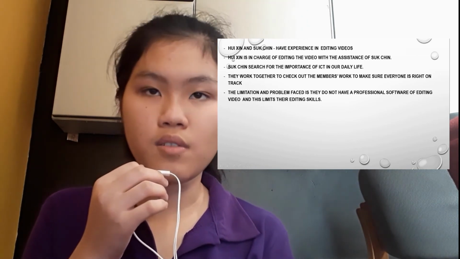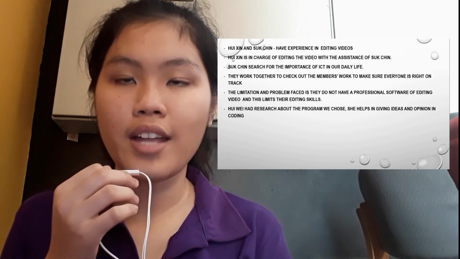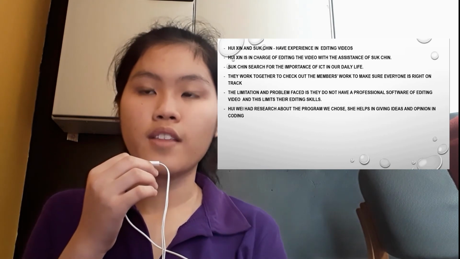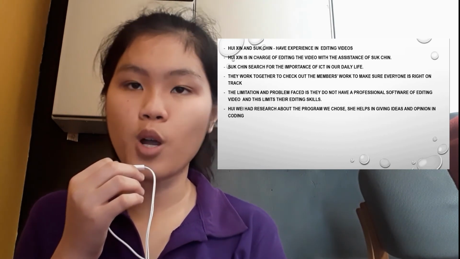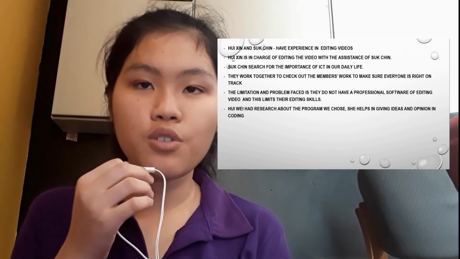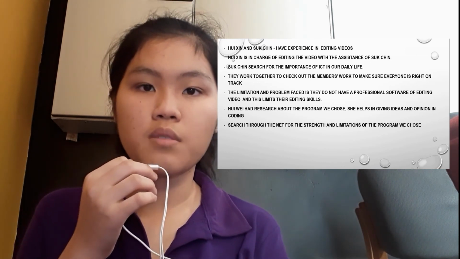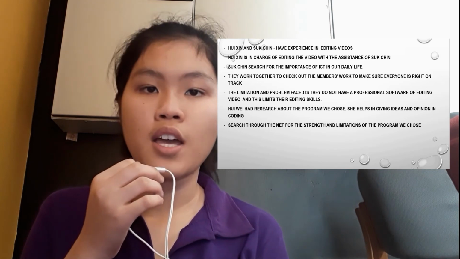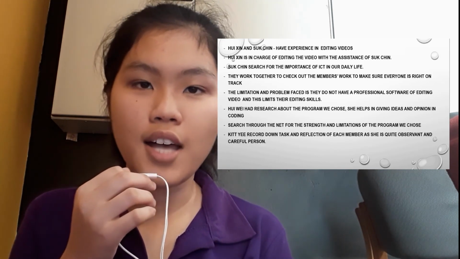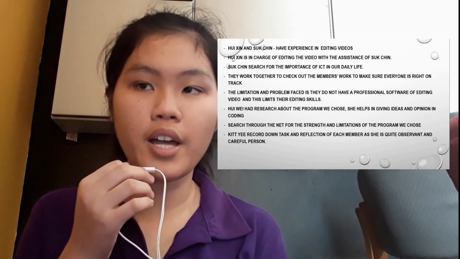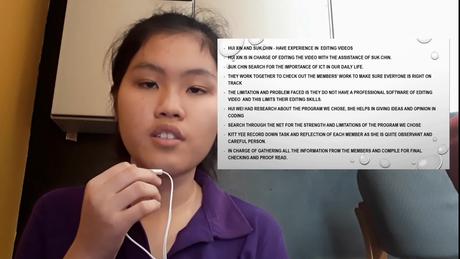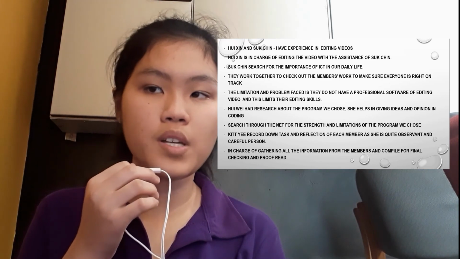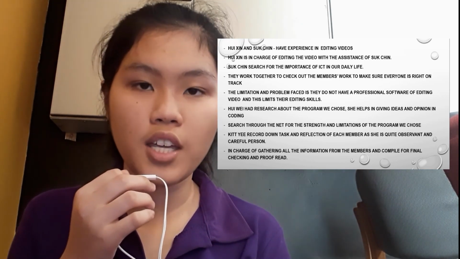limits their editing skills. Next, Hui Wei had researched the program we chose, therefore she helps in giving ideas and opinions in coding when we have problems with the coding. She also searched through the net for the strength and limitation of the program we chose. Kitt Yee helps to record down the task and reflection of each member as she is a quite observant and careful person. She is also in charge of gathering all the information from the members, compiled for final checking and proofreading.